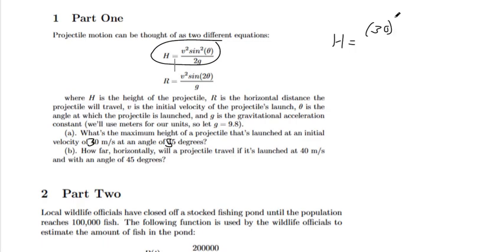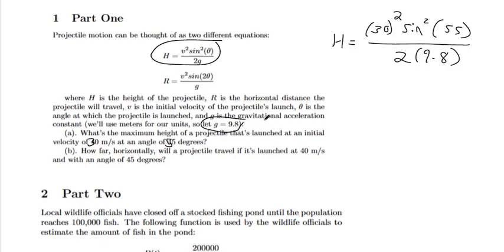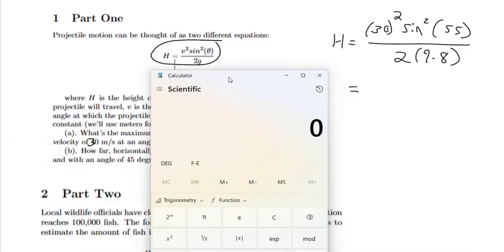So we're just plugging in 30 for the velocity. This is sine squared, and then theta is 55. And then it says the gravitational constant is 9.8. I don't know if that's the right word. That gravitational acceleration constant, that's right. Okay. So when you do this, just make sure your calculator's in degrees, because that's what we were given.